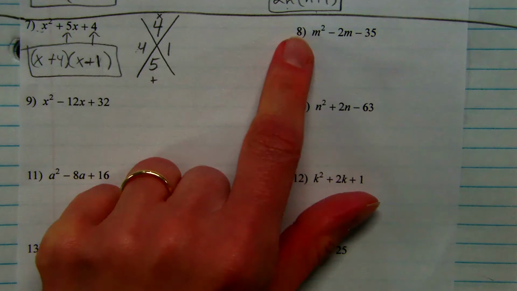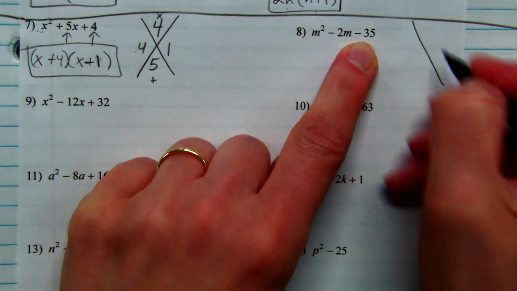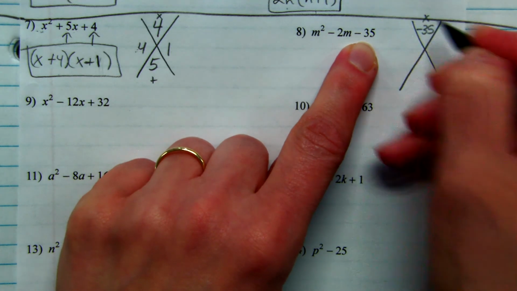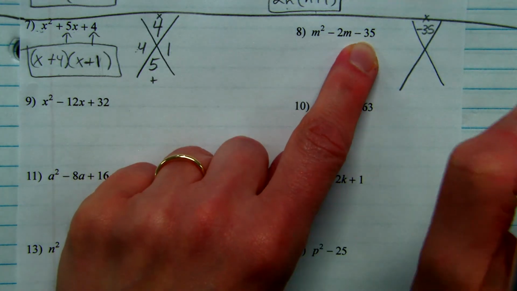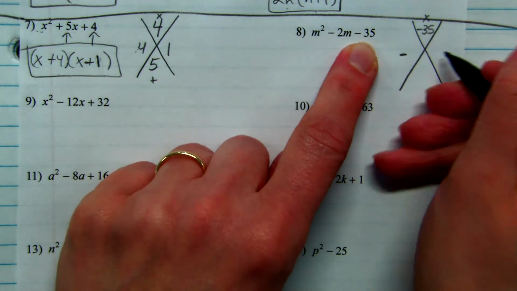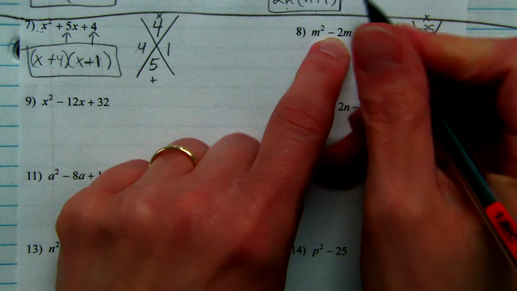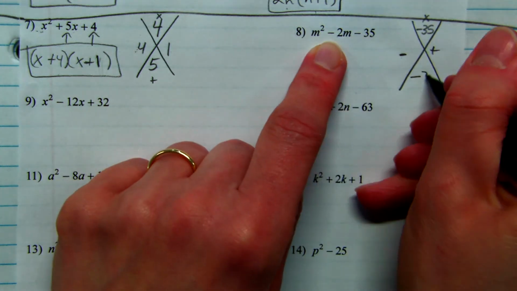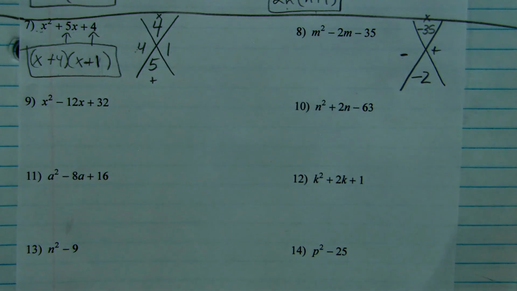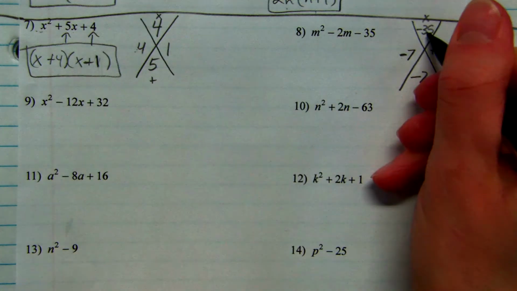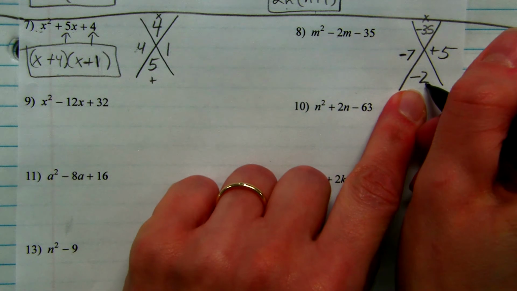Okay, if we look at number 8, negative 35 is going to go on the top, so we're multiplying to get negative 35. Now if I'm multiplying to get a negative, that tells me one number is negative and one's positive, so sometimes I'll put that there to remind myself. Then when I add them, I get negative 2. Negative 7 and positive 5. So I multiply them, I get negative 35. I add them, I get negative 2.